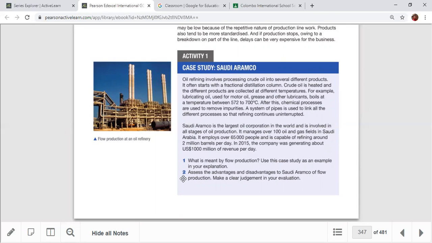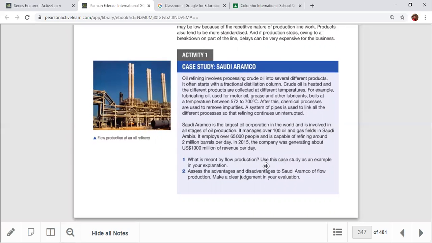Okay, what is meant by flow production? Use this case study as an example in your explanation. And assess the advantages and disadvantages of flow production for Saudi Aramco. Make a clear judgment in your evaluation. This is a good 12-mark question, right? So when you're doing this kind of 12-marker, you have to define what flow production is, give two advantages, two disadvantages, and a conclusion.